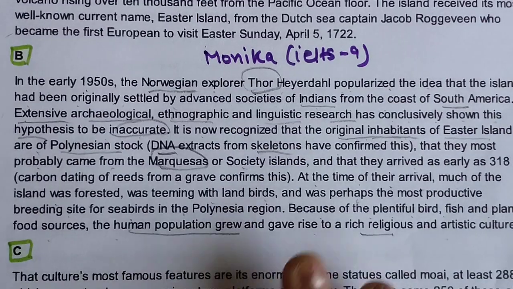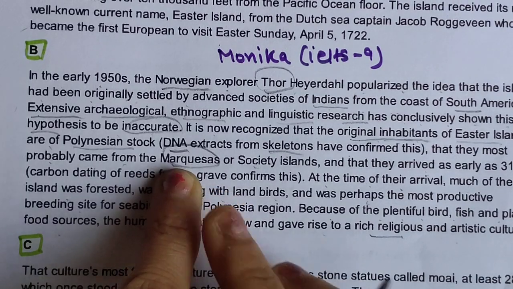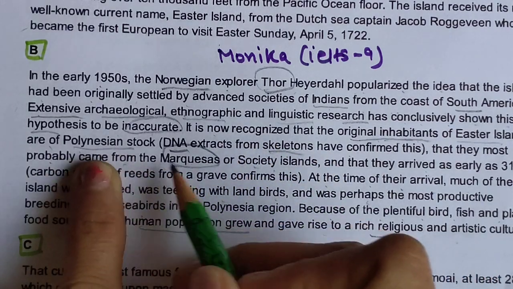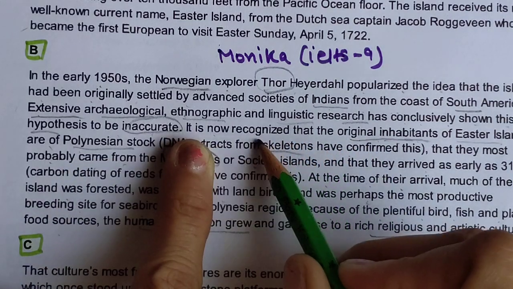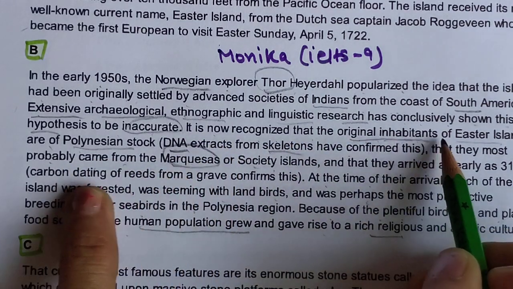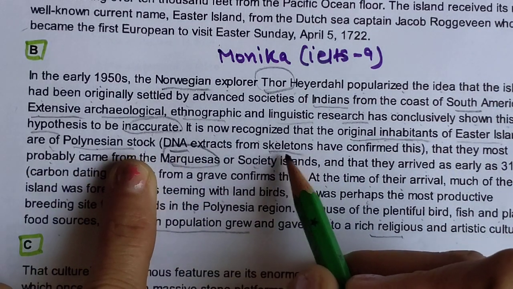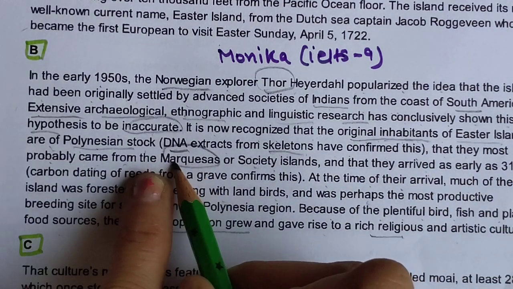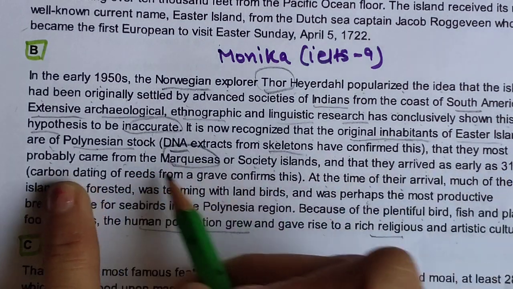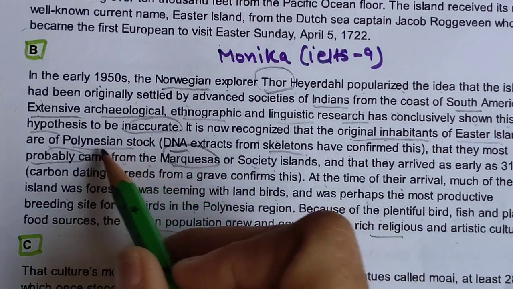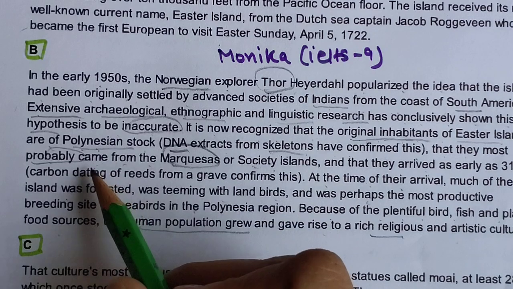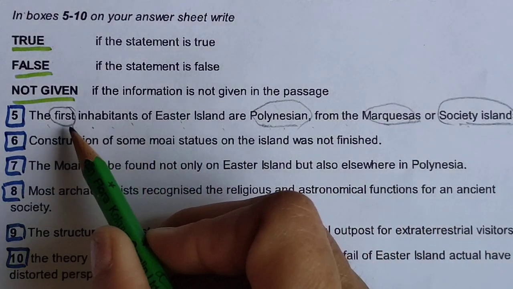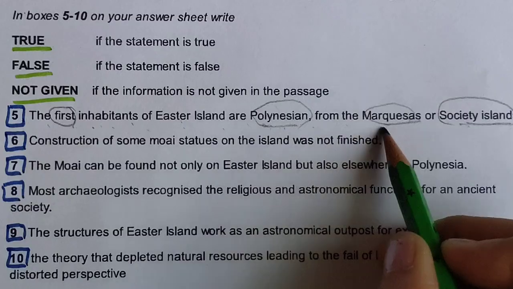Okay, in paragraph B when we were reading it, you can see this word Society Islands also. So we need to find whether Polynesians were the first inhabitants. It is now recognized that the original inhabitants of Easter Island are of Polynesian stock. DNA extracts from skeletons have confirmed this, and they most probably came from this. Here they are assuming, they most probably came from this. Now this is confirmed that they are Polynesian, but they are not confirmed about this. It means what? They have not given what you can use. The first inhabitants of the island are Polynesian from this.